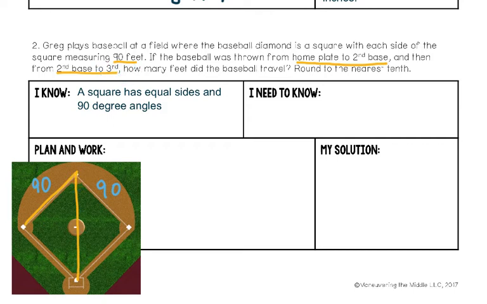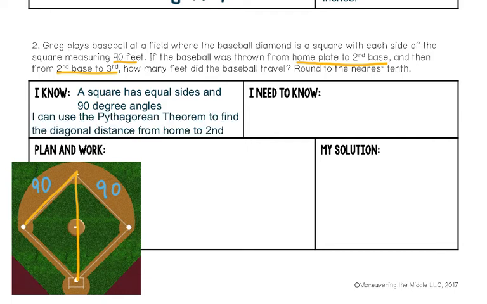I don't know this diagonal distance, but I do know that I can use the Pythagorean theorem to find the diagonal distance from home to second because this makes a right triangle. The right angle would be right here, or here if you look at it from the other side. I need to know how many feet the baseball traveled altogether. So I need to know the sum of the diagonal distance and the one side of the square. In other words, what I drew in yellow.